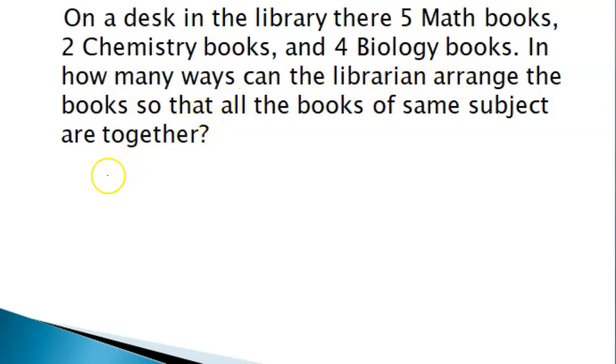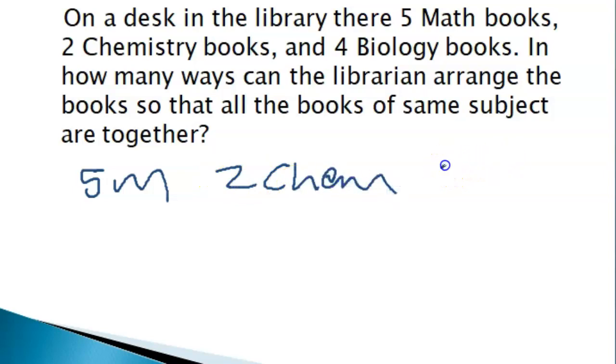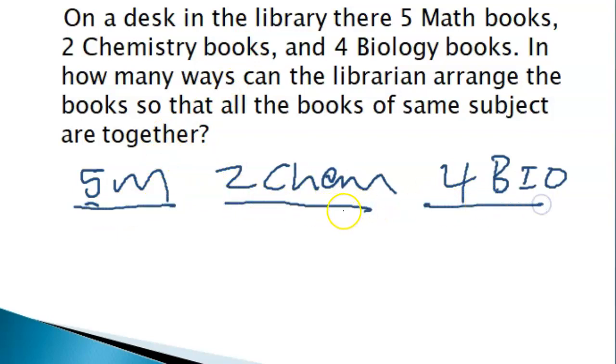So we have 5 math books, so 5M for math books, and we have 2 chem books, and we have 4 bio books. All right, so we look at them as groups. The librarian wants to place these books so that books of the same subject are together. So if you think about it, it's 3 groups, so 5 math books beside 2 chem books beside 4 bio books. That's 3 groups. All right, so 3 factorial for that.